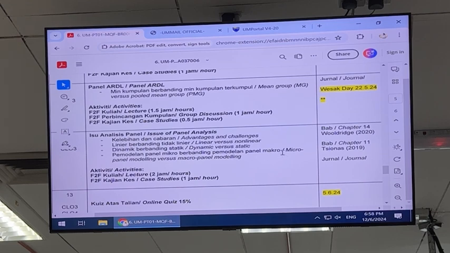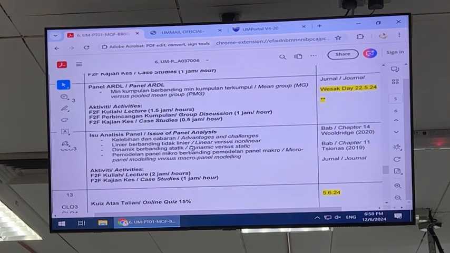Not only that, micro and macro issues are all challenges in panel as well as time series. If the question asks you about the challenges, you give a scenario that is a panel, then ask about the challenges. Then you can think about what actually the challenges are.